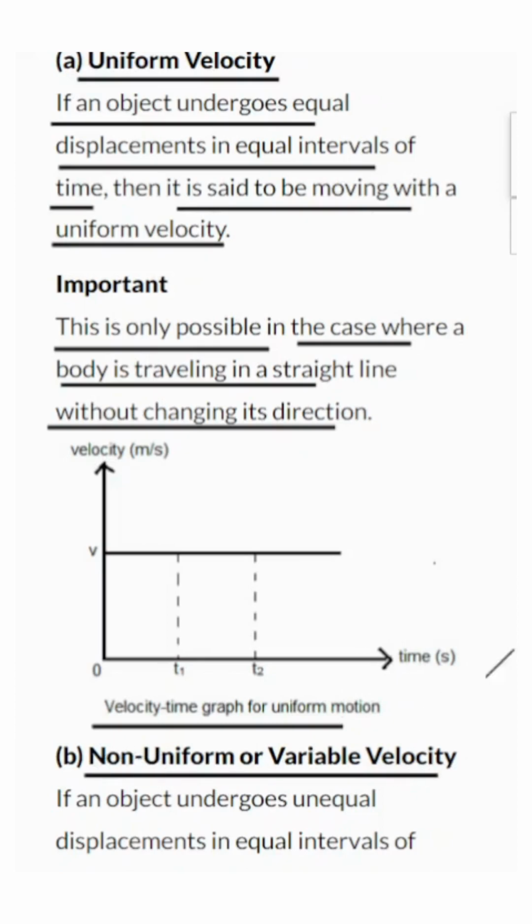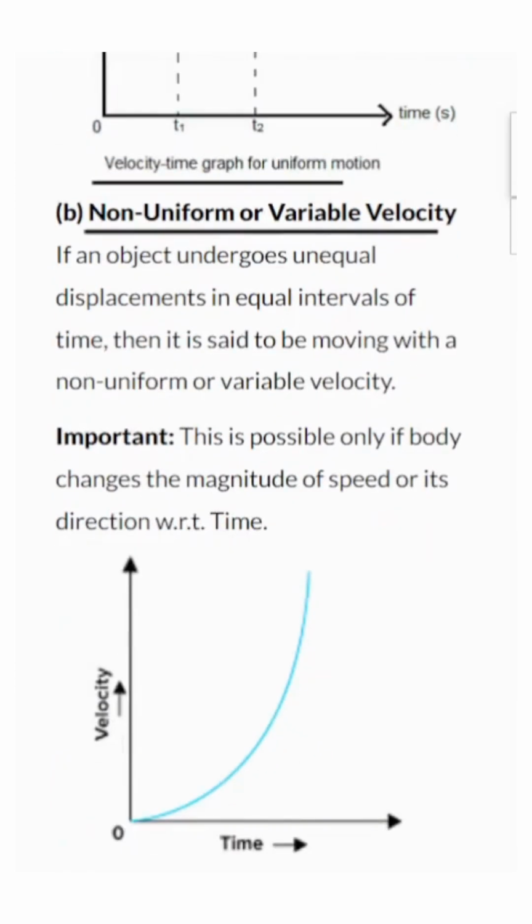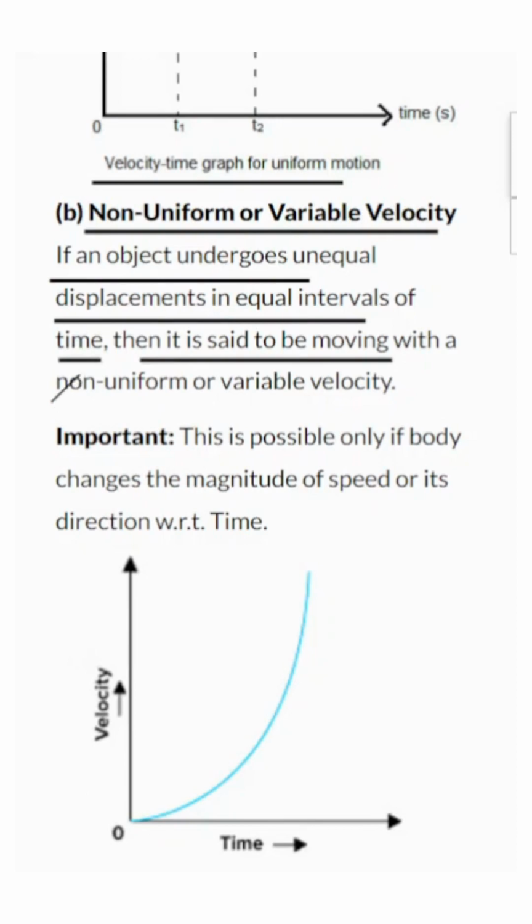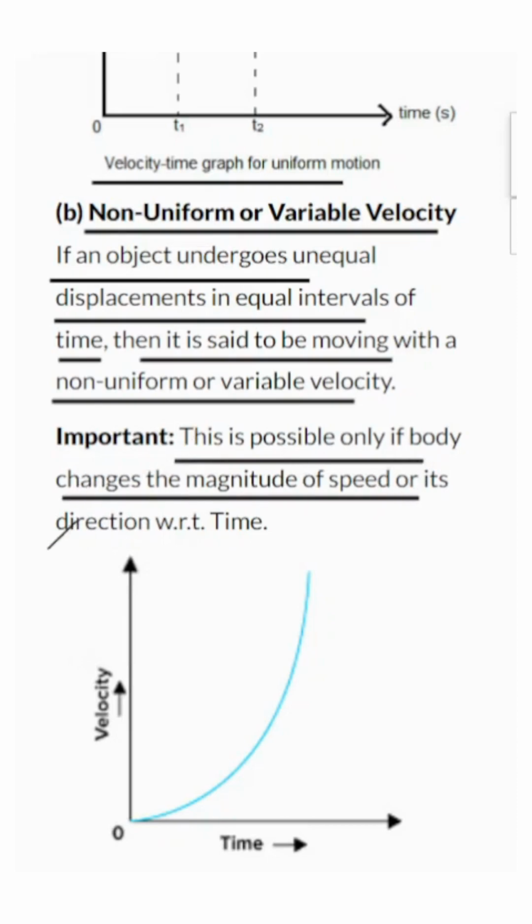Non-uniform or variable velocity. In contrast, when an object undergoes unequal displacements in equal intervals of time, it's said to have non-uniform or variable velocity. And here's the twist, this is possible only if the body changes its speed or direction with respect to time. Think of a car in city traffic where the speed varies due to frequent stops and starts.